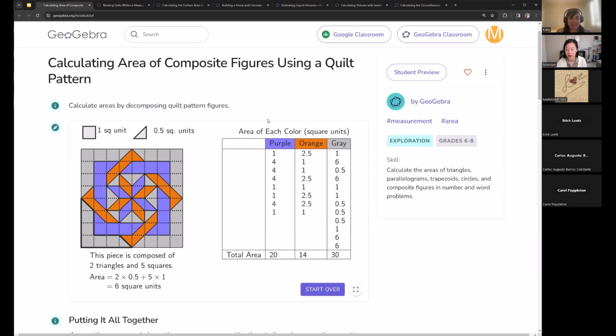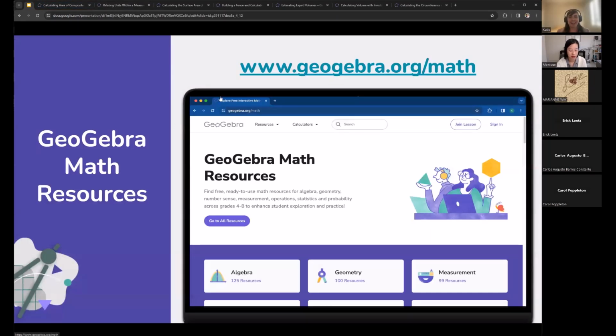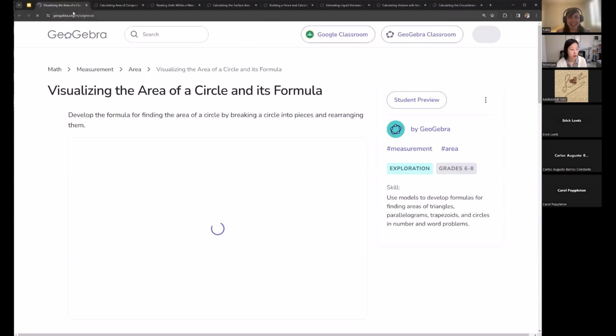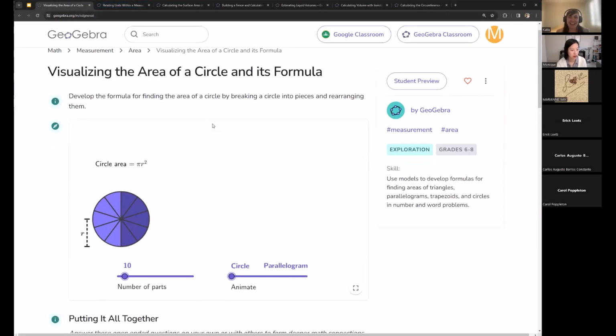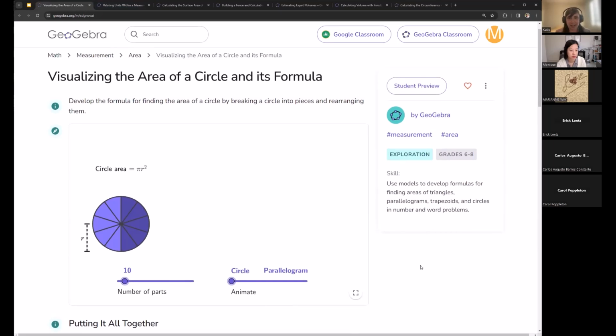Right. Let's look at another area one: visualizing the area of a circle and its formula. Tomorrow is Pi Day, so we're going to feature a few pie related activities here. Maybe you could use them tomorrow. And this one, we actually posted on GeoGebra's social media accounts on Monday, and it got a lot of really good responses. So, all right, let's work through it.